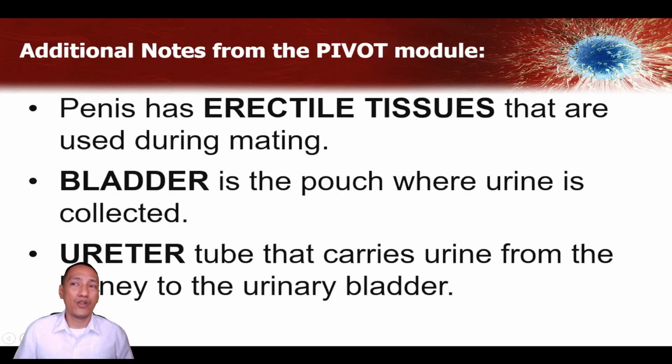So additional note, the penis has erectile tissues. Part pa rin yan, erectile tissues that are used during mating. Yung erectile tissues, ito yung nagpapatayo kay penis. So yung erectile tissues ay binobombahan ng dugo at kapag napuno ng dugo, tumitigas siya. That's why nagkakaroon ng erection ang penis.